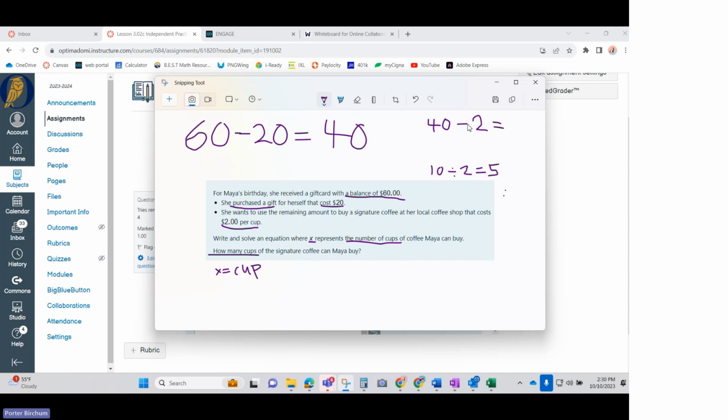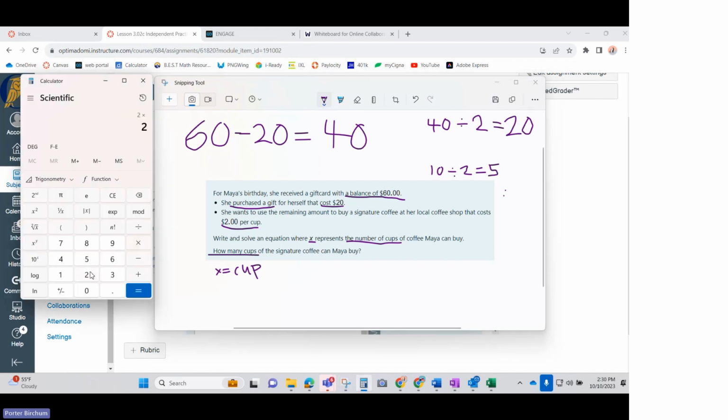Now let's use our real numbers and copy the same process. 40 divided by 2 is 20. Oh, yeah. So I think she can buy 20 cups. Let's just make sure that makes sense in our problem. So if she pays $2 per cup, she buys 20 of them, 2 times 20 equals 40. And then if she got the money back from her present, oh, yep, $60. So I think X is 20.